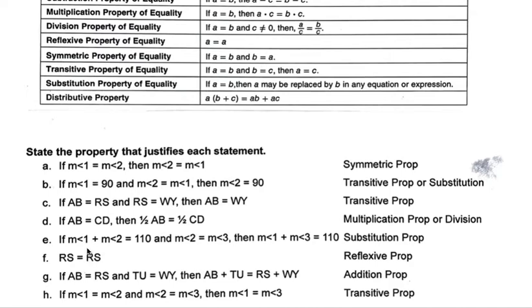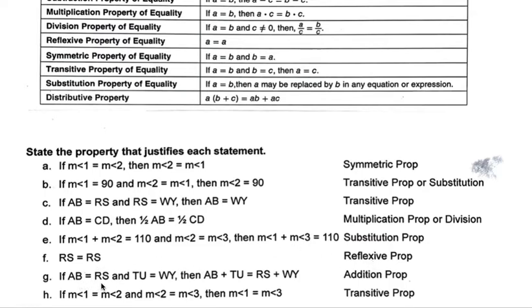If the measure of angle 1 plus the measure of angle 2 equals 110, and angle 2 is equal to angle 3, then we can just go ahead and put 3 in for 2. See where this 2 was here before, but now 3 is there. We substitute it in, equals 110. So RS equals RS, that's the no-duh reflexive.